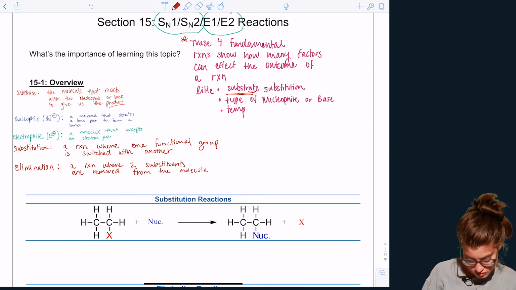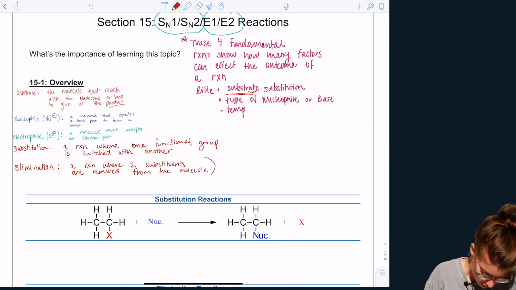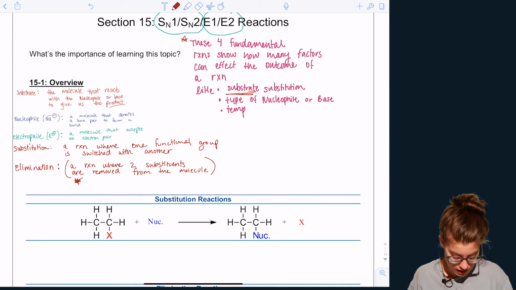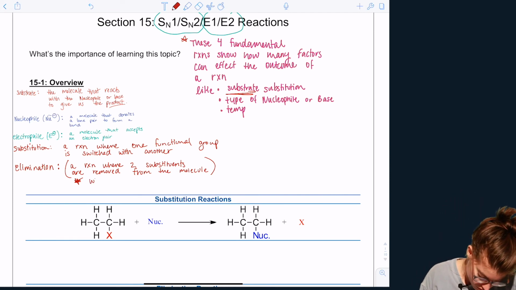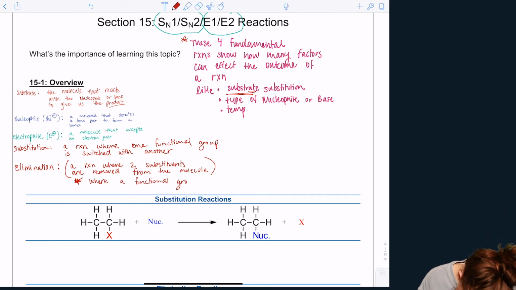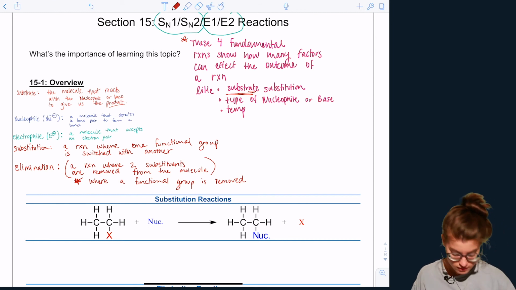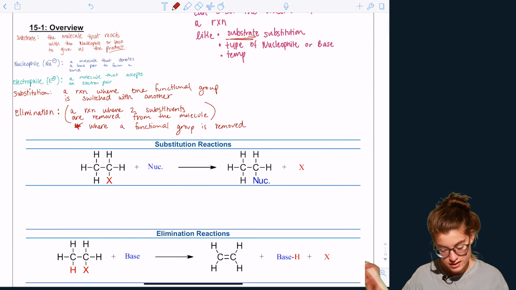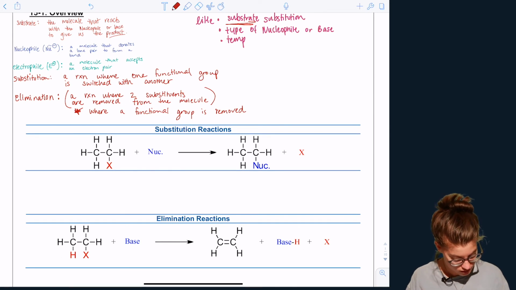All right, so I wrote that. That's the official definition, but I'm gonna put a star here and give my own more basic definition, where a functional group is removed. Technically it is two substituents that are removed, but we'll get to that. What else?